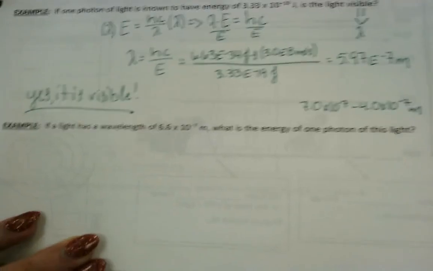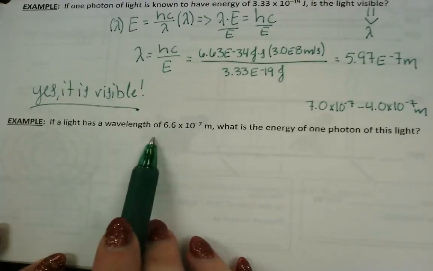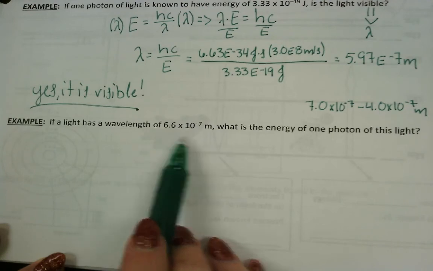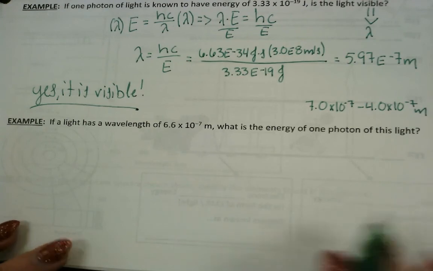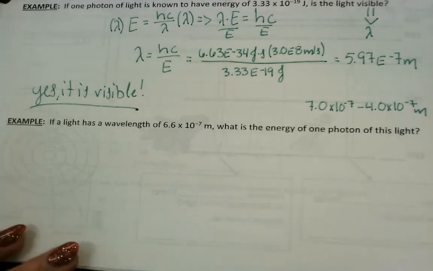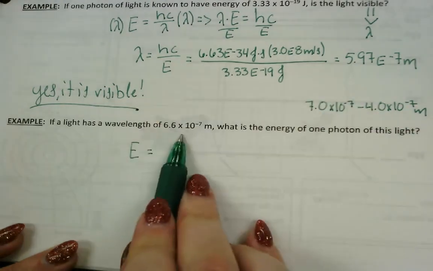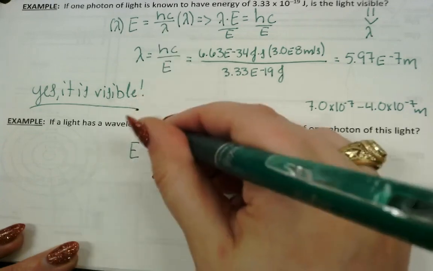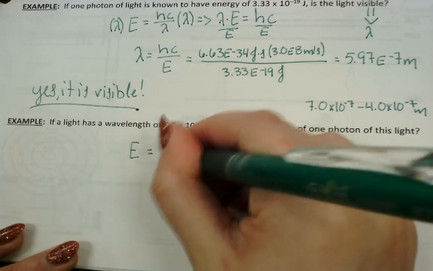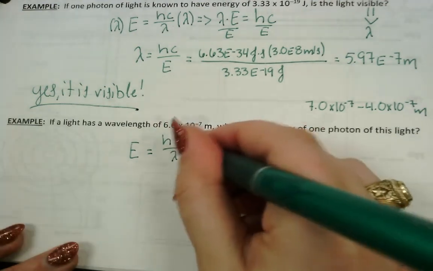Y'all are doing awesome. We have one more to work through, so let's get to it. If a light has a wavelength of 6.6 times 10 to the negative 7 meters, what is the energy of one photon of this light? We're asking for energy, right? So that means we have to use an energy formula. It gives us wavelength, which means we probably want to use this one. Now all we have to do is solve.